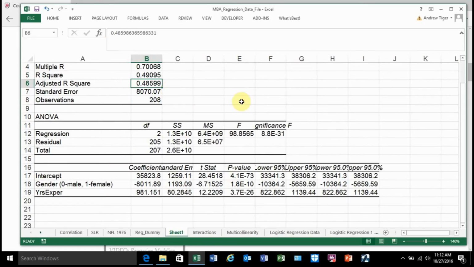And let's look at the interpretation. It looks like what happens is that there's my intercept, and it looks like that the years of experience, for every year that you add, you're adding about $1,000. And it also looks like that women make $8,000 less. That's what that says. They make about $8,000 less.